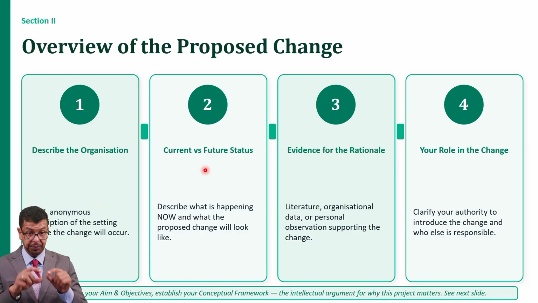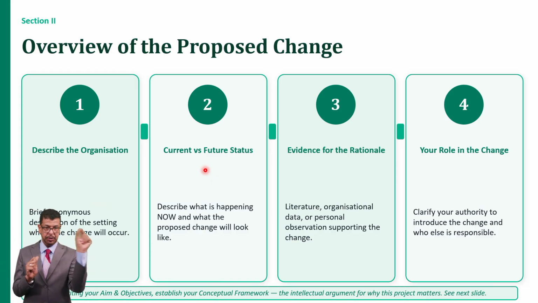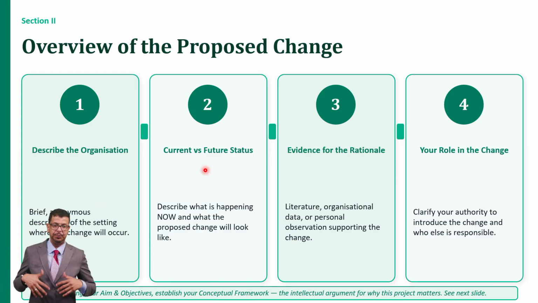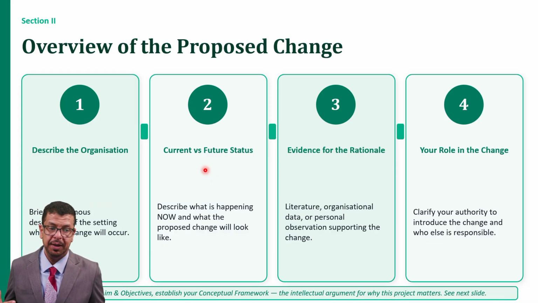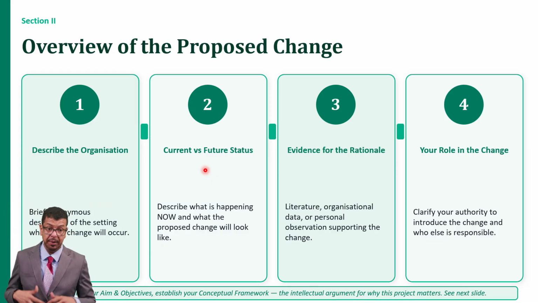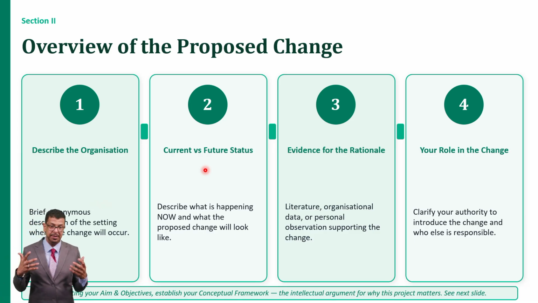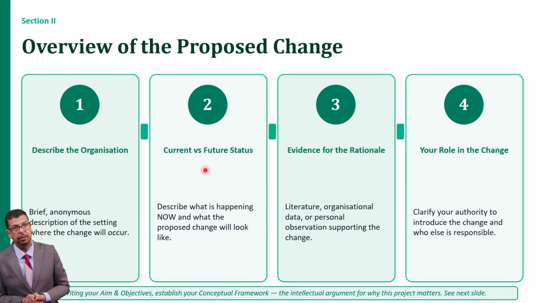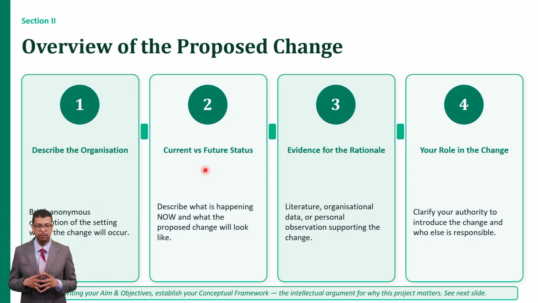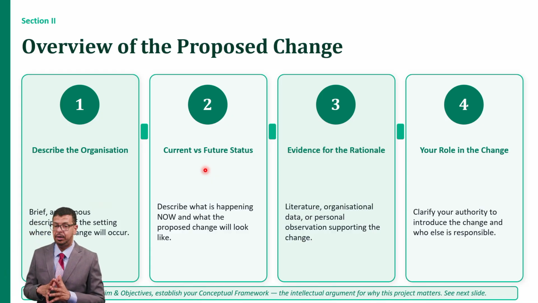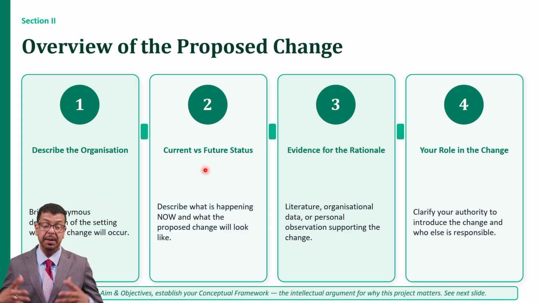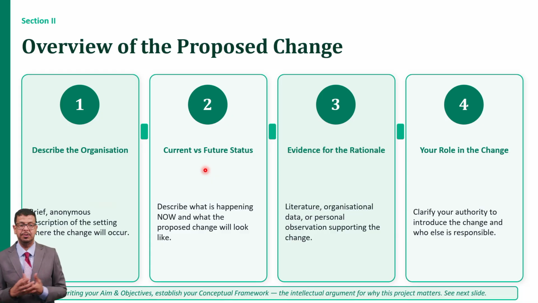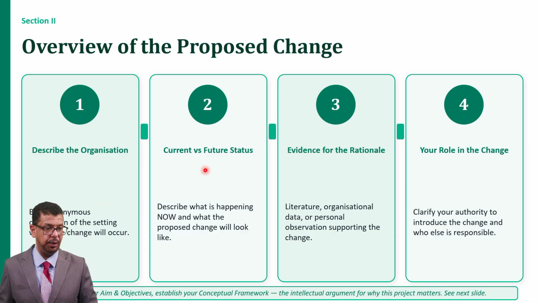The third part of this second section, which is overview of the proposed change, is to provide evidence for the rationale behind this change. And when we mention evidence here, we mean that you have to cite the literature and citation should take place. And you have to provide evidence from the organization. Maybe it could be data related to dissatisfaction, low engagement, any problem that is obvious through the data, or your observation as one of your organization.